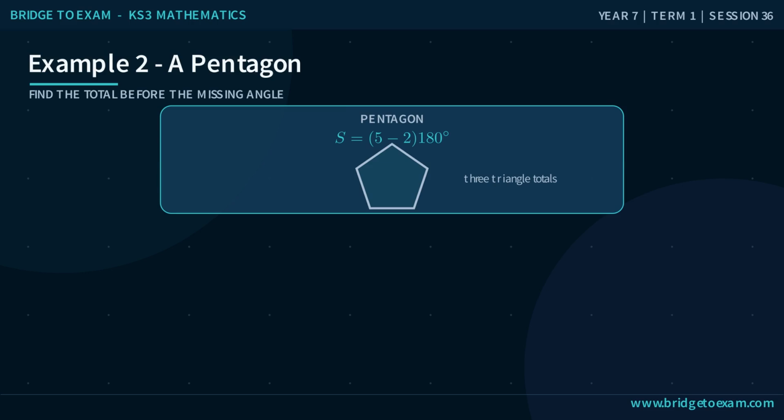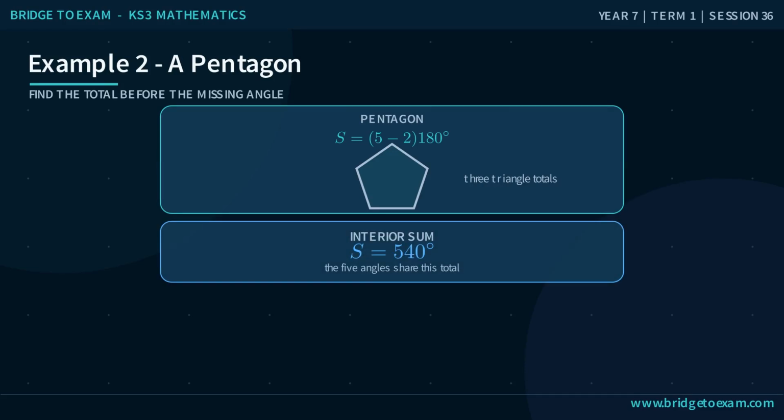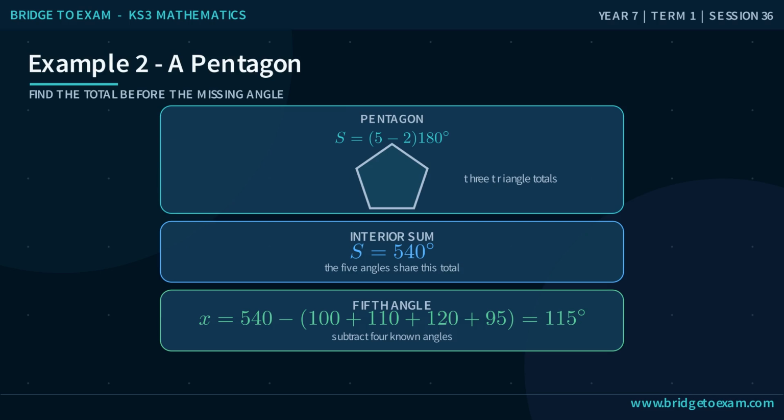A pentagon has 5 sides, so its interior sum is 5 minus 2 times 180. 3 times 180 is 540 degrees. If four angles are 100, 110, 120, and 95, the fifth is 540 minus 425, or 115 degrees.